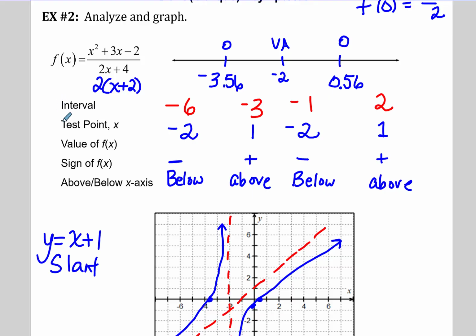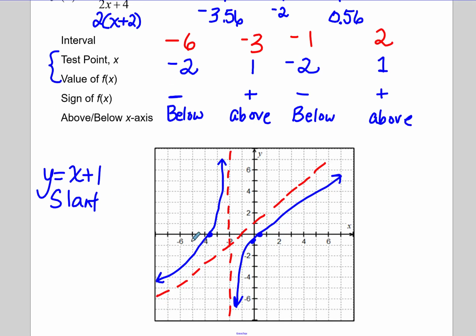So in between here, your test point and your value, you have the ordered pairs -6, -2, -3, +1, -1, -2, and +2, +1. So you can see that we did stay on that curve, and once you know the behavior in a region, once you know a few of those points, you can just follow close by the asymptotes and sketch that graph in there.